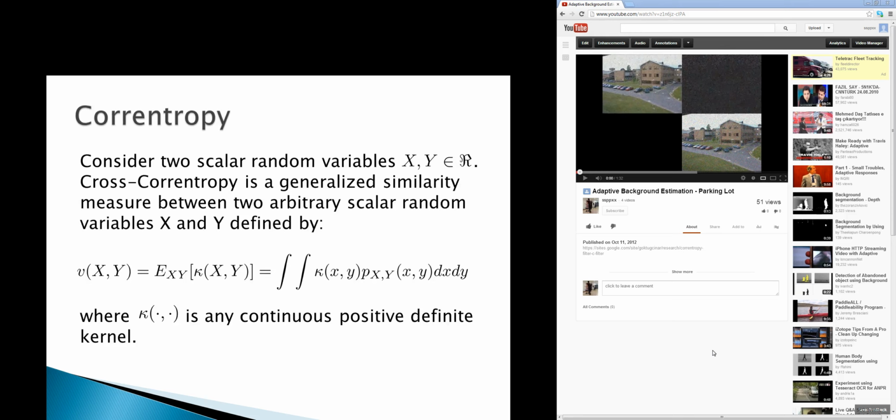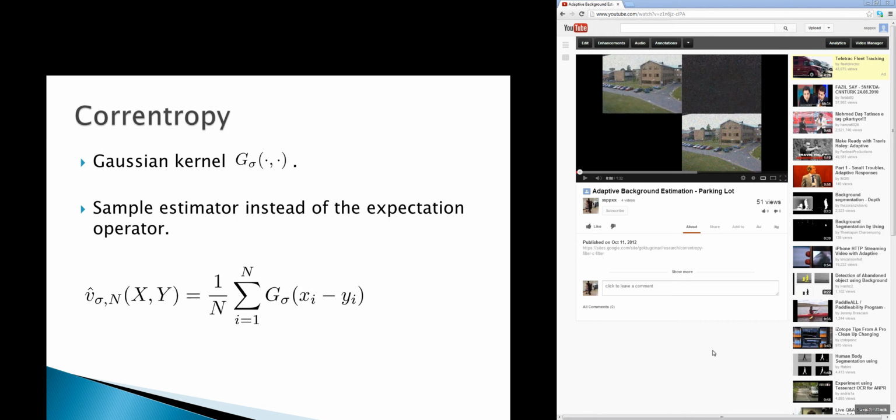Consider two scalar random variables x and y in real numbers. The cross-correntropy is a generalized similarity measure between two arbitrary scalar random variables x and y, and it is defined by the expected value of the kernel whose arguments are x and y, which can be written as this double integral over x and y of the product of the kernel evaluation times the joint probability distribution. The kernel can be any continuous positive definite kernel, but in our project we are choosing to use the Gaussian kernel.